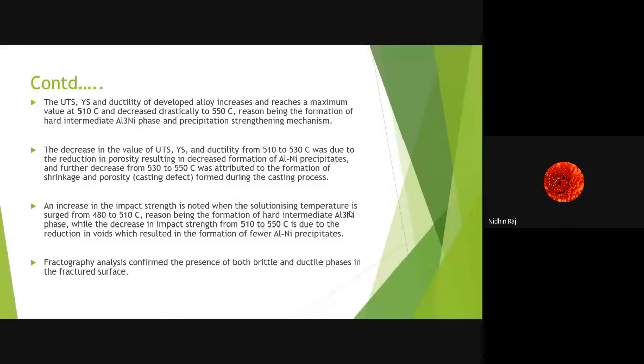Now, regarding impact strength, an increase in the impact strength was noted as the solutionizing temperature was increased from 480 degrees Celsius to 510 degrees Celsius. This increase was because of the formation of the hard intermediate Al3Ni phase. While the decrease in the impact strength from 510 to 550 degrees Celsius was due to the reduction in the voids, which resulted in the formation of fewer aluminum nickel precipitates. So that was the result that we got for the impact strength.